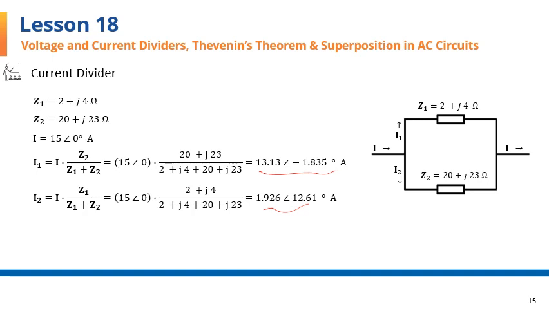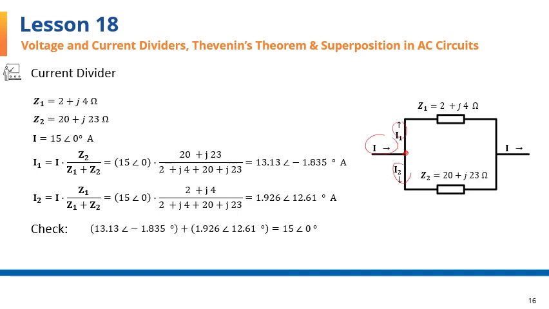Again, to check out the result, I'll add the two currents I1 and I2, and based on KCL, they should add up to the value of I. I comes to this node, and two currents go away from this node, so the two currents going away should add up to the one that's coming in, and they do add up. I1 and I2 add up to 15 amps.